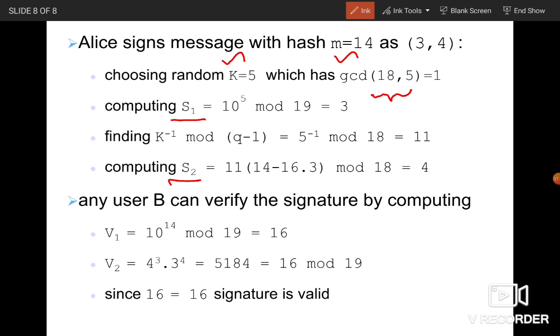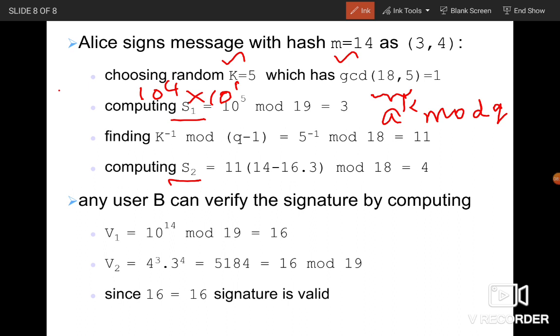And the formula for calculating S1 is a power k modulus q. So a is 10, k is 5, modulus 19. Again you can apply the modular arithmetic. You can divide the problem into 10 power 4 into 10 power 1. So 10 power 4, we have already calculated the answer as 6. So 6 into 10, 60 modulus 19. We will get the answer as 3.